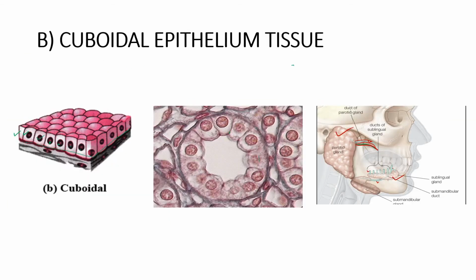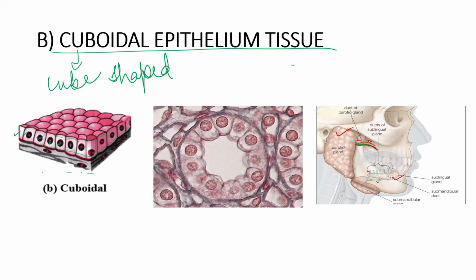Now let's go and study about the second type of epithelium tissue, which is called the cuboidal epithelium tissue. Cuboidal, the name itself says that it is cube shaped. You can see this picture. Can you see? This is cube shape, cube shape, cube. So these are cube shape. Now where will they be present?